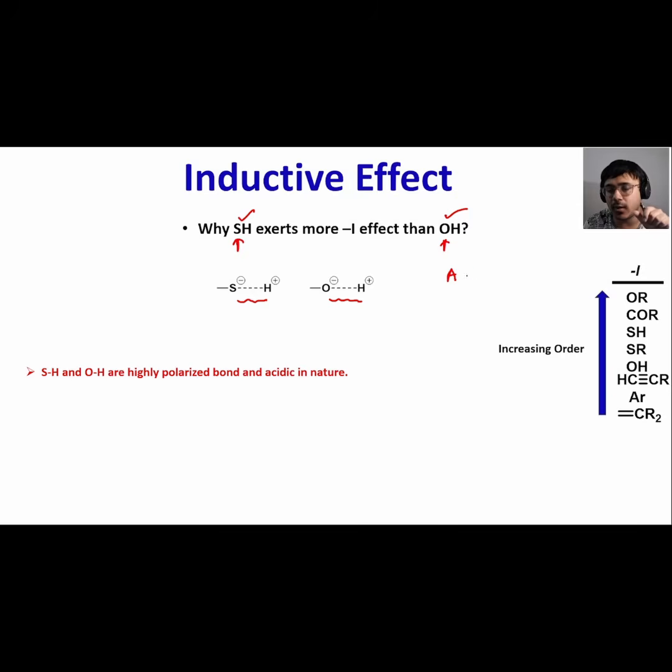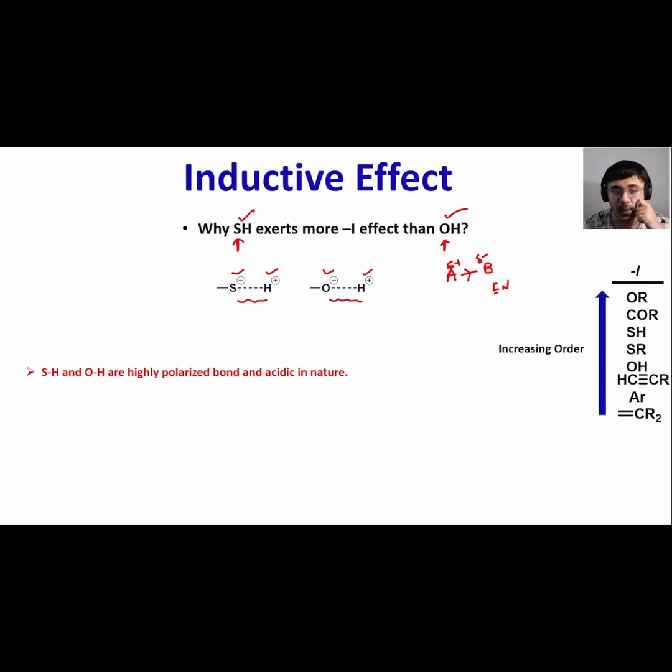Generally, if we have a bond between A and B, and B is more electronegative than A, then the electron pair will be pulled towards the B atom. As a result, we will have a partial negative charge on B and a partial positive charge on A. But here, what is happening? Here it's a complete polarization, almost like dissociation. So instead of a partial negative charge, we have a complete negative charge on the sulfur or oxygen atom and a complete positive charge on the hydrogen atom.